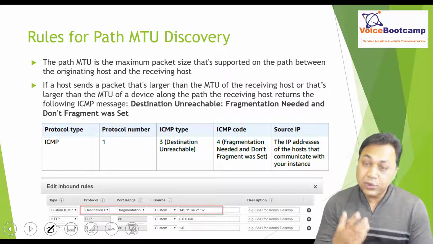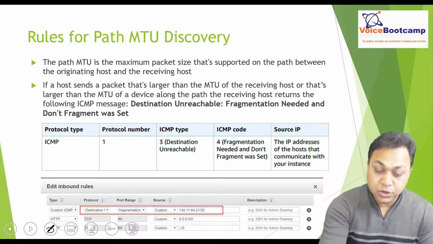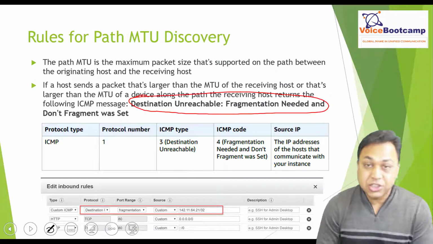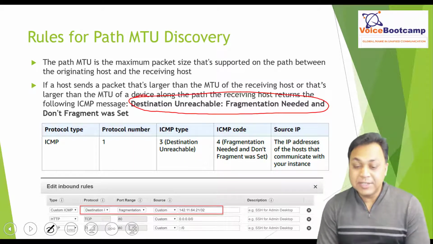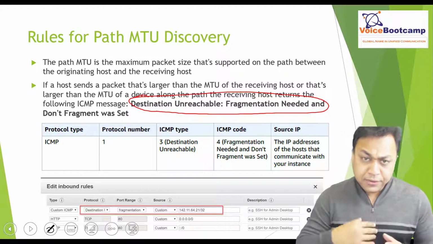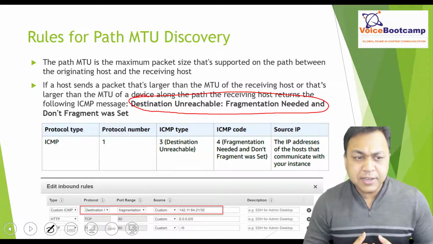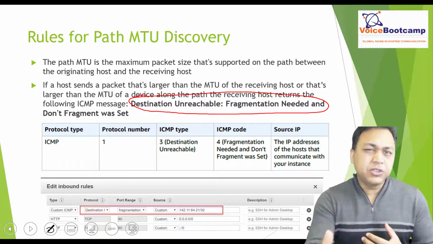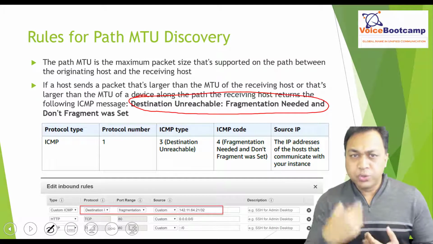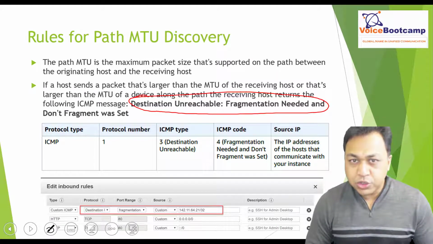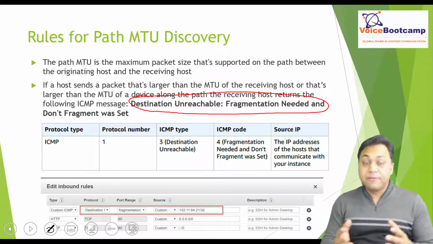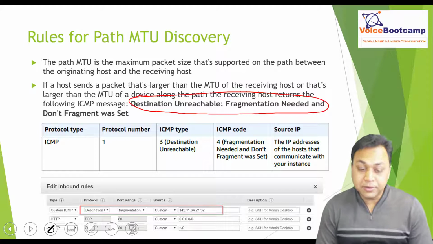So in that case, your receiving host will send this message saying destination unreachable, fragmentation needed, do not fragment was set. So if you are sending traffic to me, let's say, and somehow the MTU size of the traffic is beyond what you and I can handle, my host will send an ICMP response to you saying that, well, destination is unreachable, fragmentation is needed, do not fragment was set.